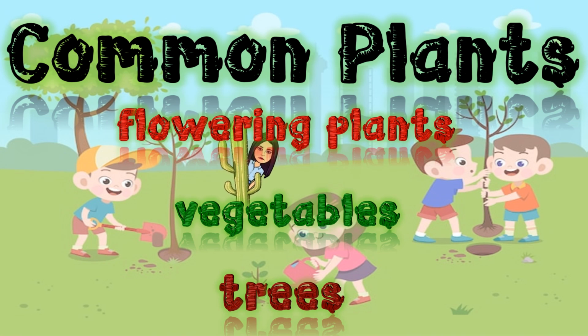Once again, common plants are the plants that you can see in your surroundings. They can be flowering plants, vegetables, or trees.